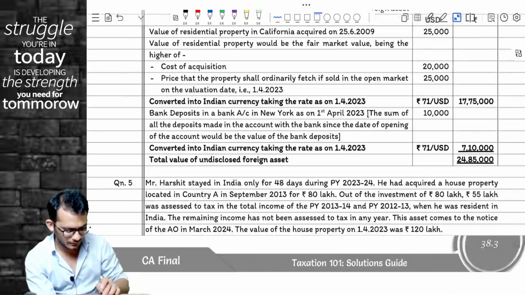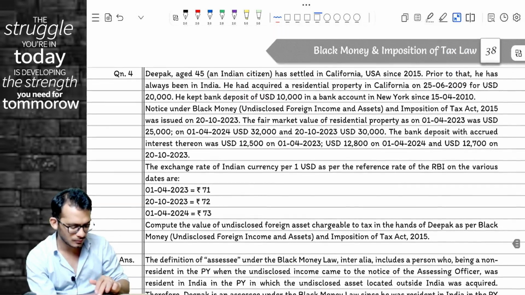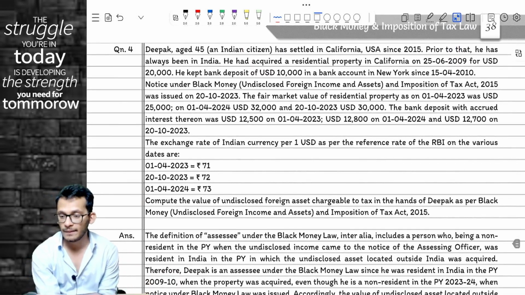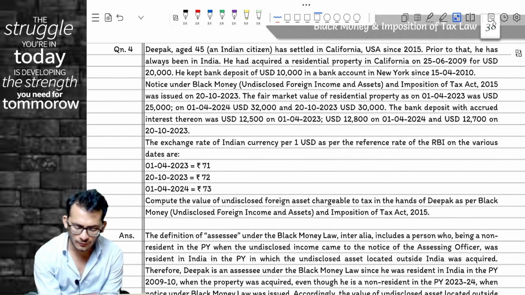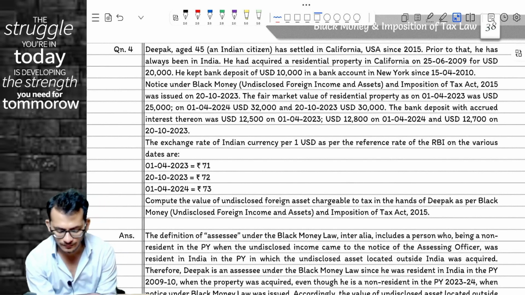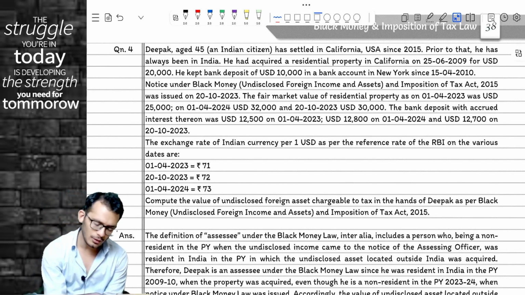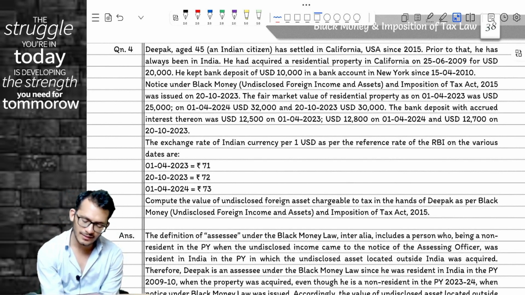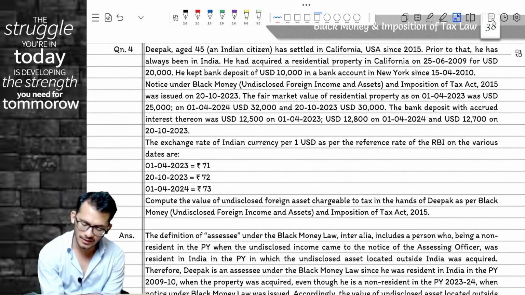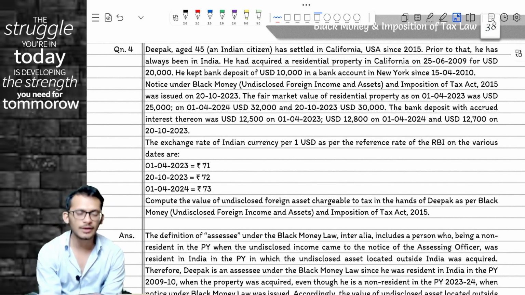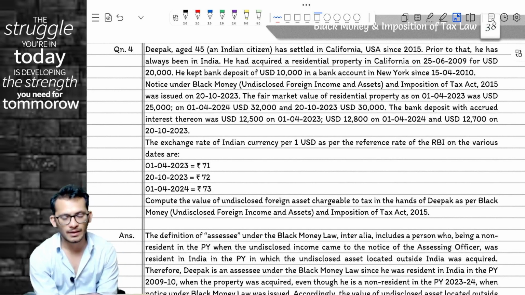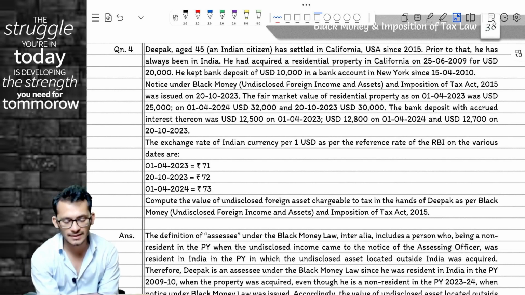Last question, no, two more questions. Question number 4 says, Deepak is aged 45, an Indian citizen, and has settled in California, USA since 2015. Prior to that, he has always been in India. He acquired a residential property in California in 2009. Understand, when did he leave? He left India in 2015. Before that, he acquired a house when he was in India in 2009, which means that house is going to make him a resident in India. That house is going to make him an assessee in India.